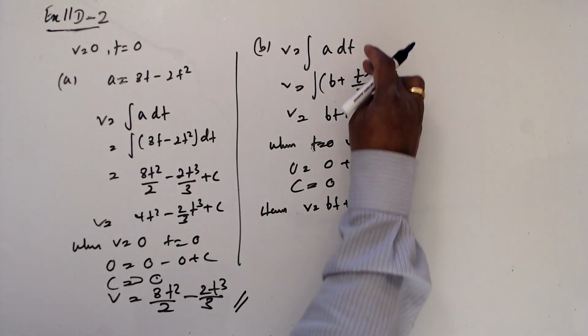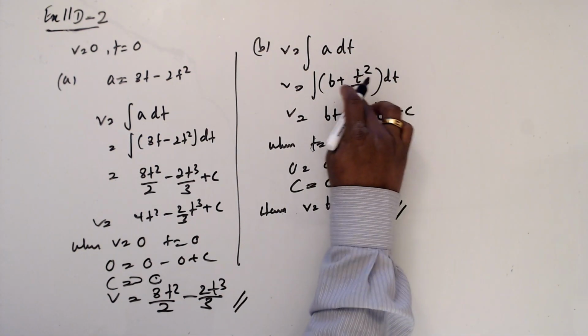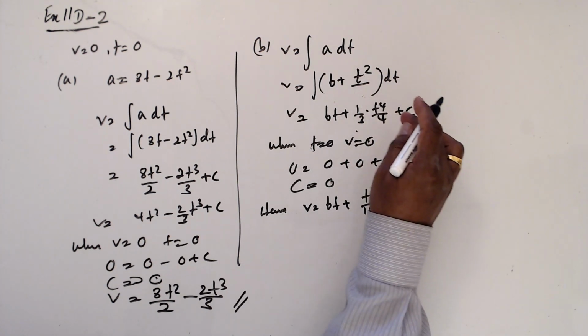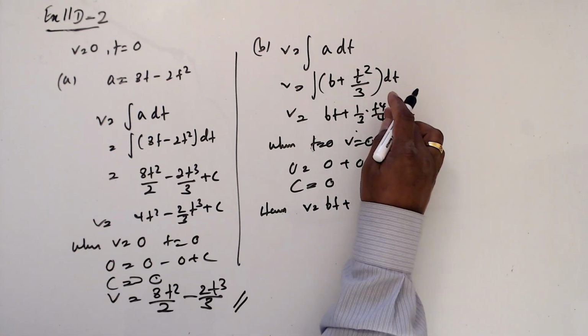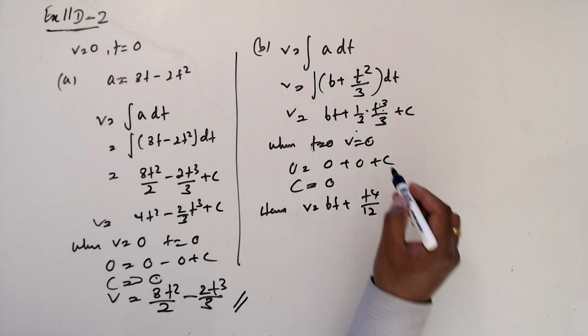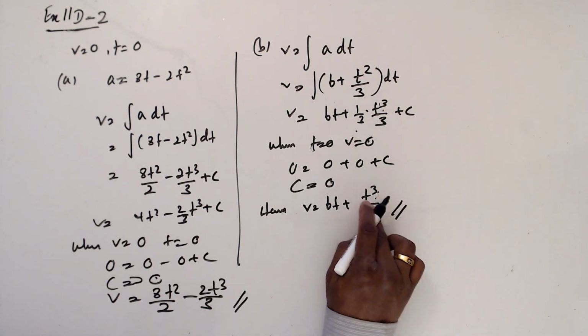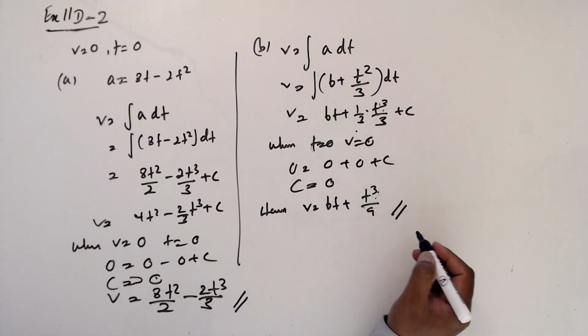There's a correction to be made: this is t squared over 3. So this is going to be t cubed over 3, and this is t cubed over 3 times 3, that is 9.